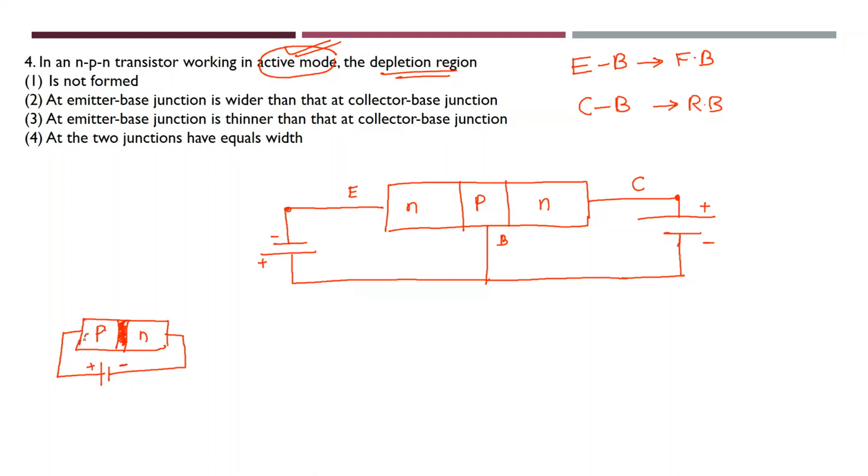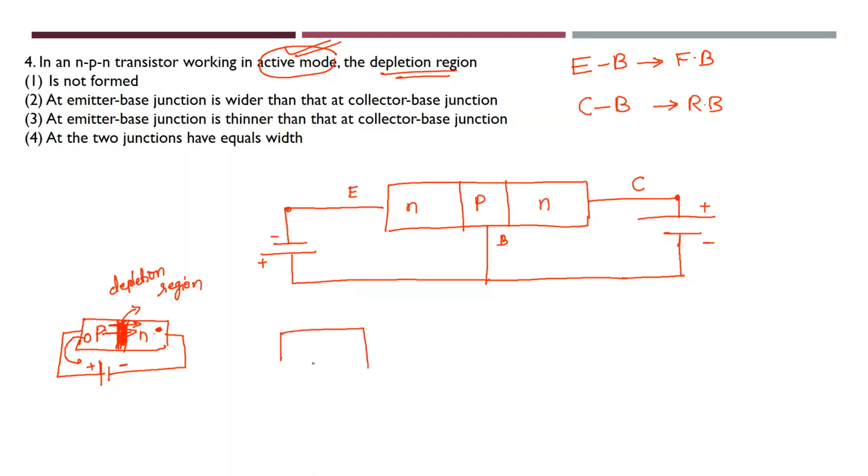The P region consists of holes, the N region consists of electrons. Now see here, these holes can't travel to the positive terminal, because positive repels positive. So all the holes will try to go toward the negative region. Due to this, the depletion region decreases. Why? All the holes try to move to the negative region.